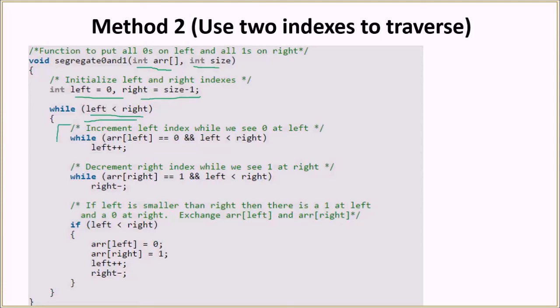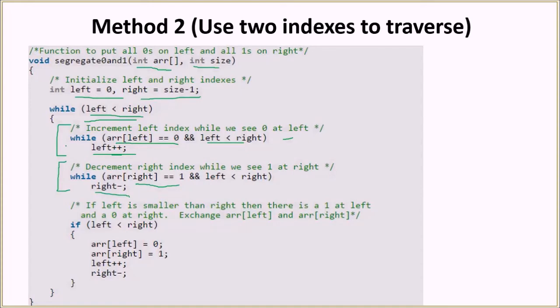Then we increment the left index while we see zeros on the left. So we have array of left is equal to 0 and left is smaller than right, and we do left plus plus. Once we encounter a 1, we do not increment the left variable and we stay there. We do the same thing for the right variable. The difference is that we check for the value 1, and if we encounter any 0, we stop there. If we don't encounter 0, we keep on decrementing the right variable.